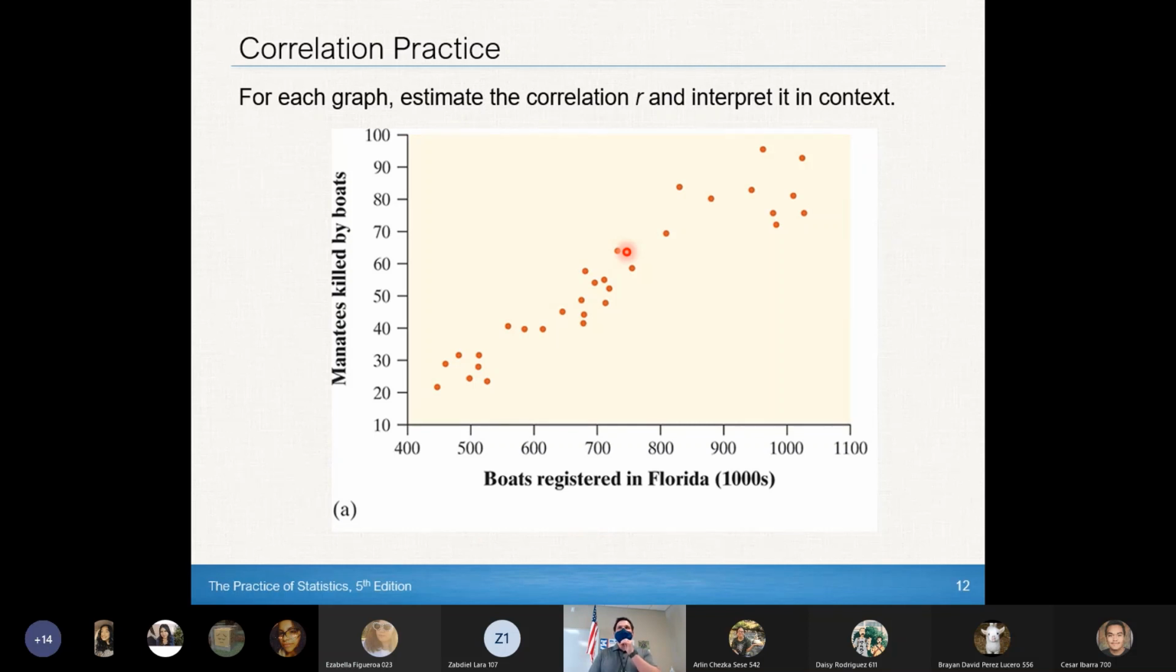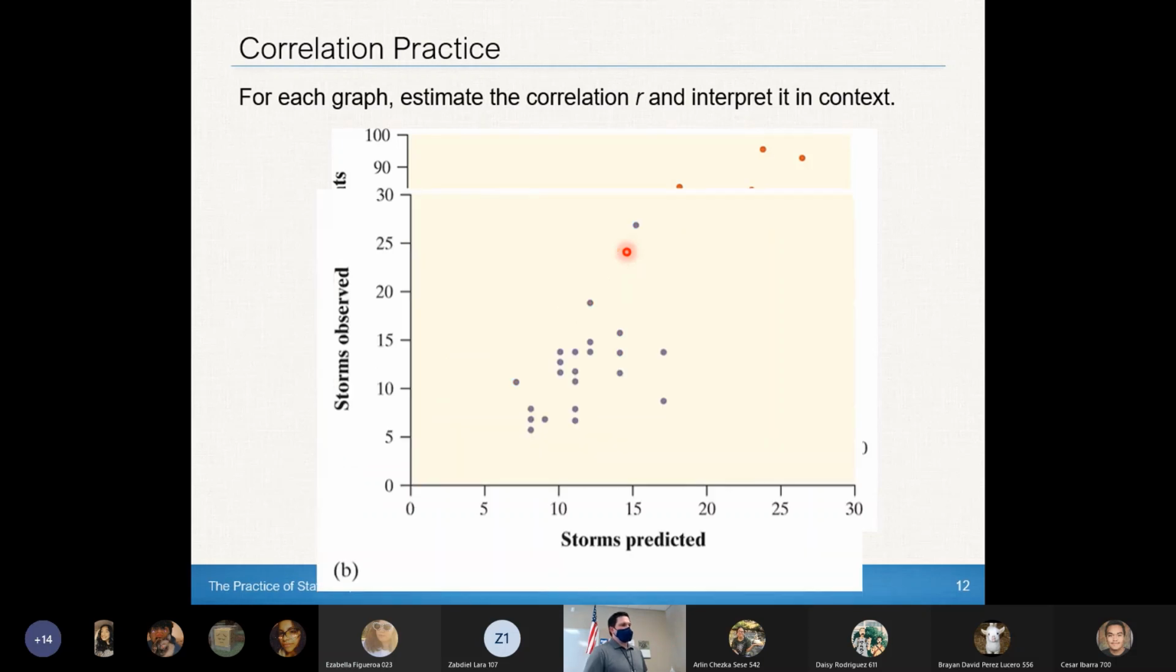In context, that means that it looks like typically the more boats that are registered in Florida, the more manatees that are killed by those boats. We're just relating how one could be related to the other.